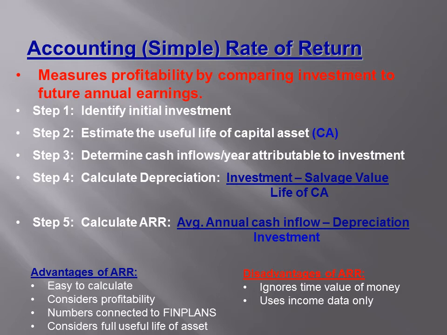It's easy to calculate. It does consider profitability. It has numbers connected to the financial plans, and it considers the full useful life of the asset, which is important. Here are the disadvantages. It ignores time value of money, which is what we saw when we calculated net present value. The net present value captured time value of money. This ignores it, and you don't see any aspect of it.